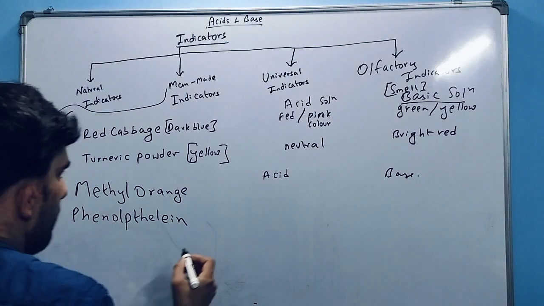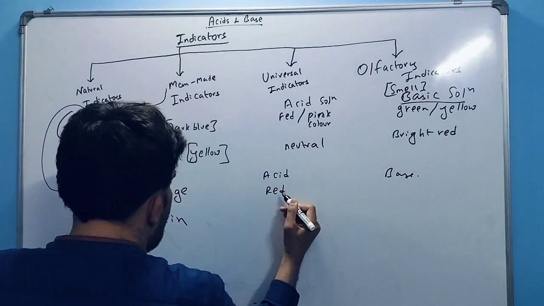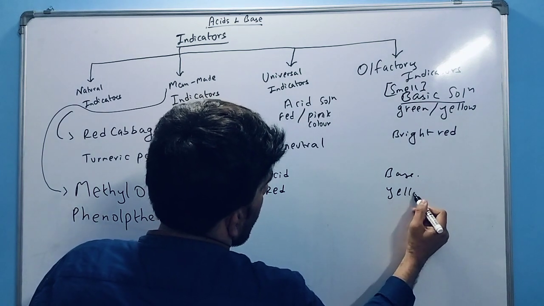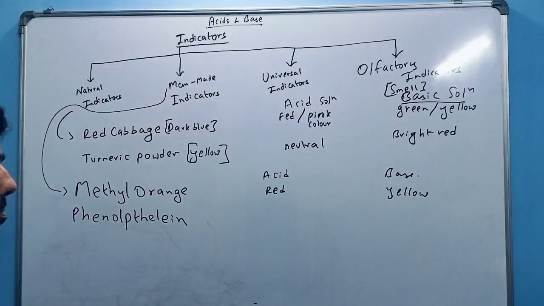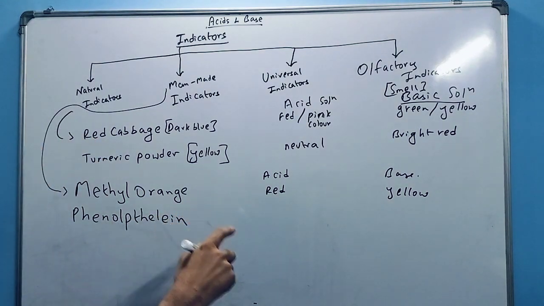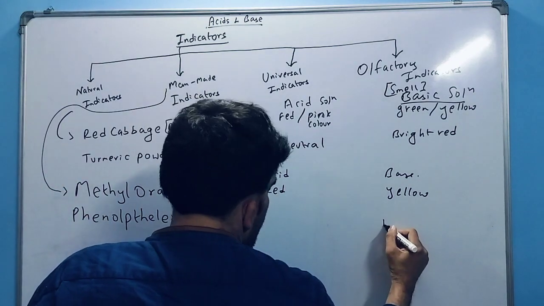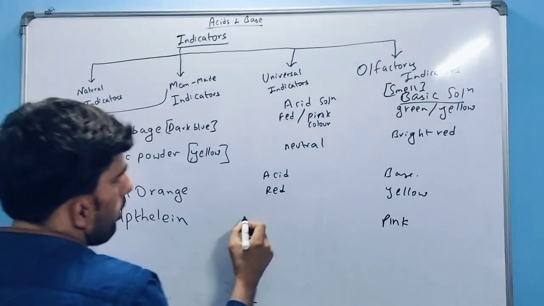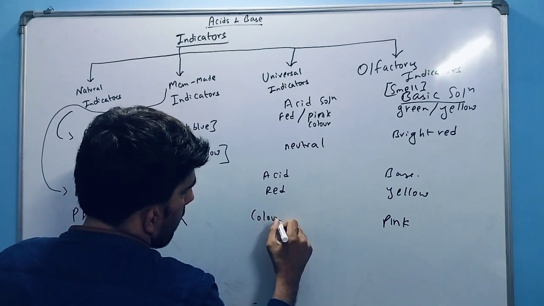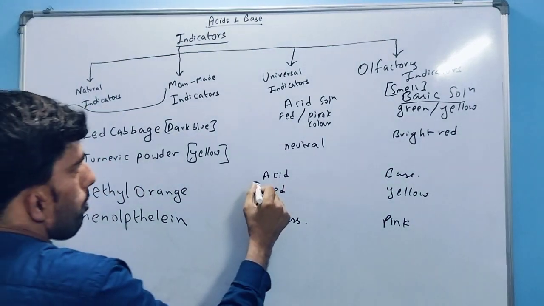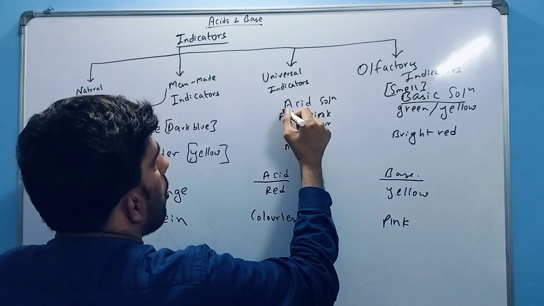Methyl orange color changes to red in acidic solution, and yellow in basic solution. But when it comes to phenolphthalein, when it is added to base, it turns pink, and when it is added to acid, its color becomes colorless, I mean no color. So these are the two.